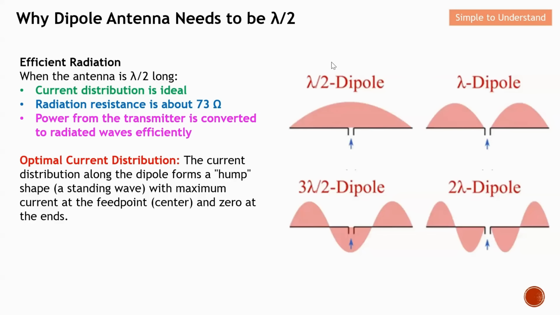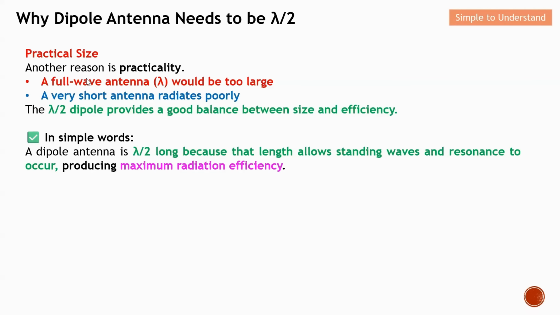Coming to my last slide for today's presentation: because of practical size, we prefer the dipole antenna to be around half of a wavelength, because a full-wave antenna is probably too large for some applications. On the other hand, a very short antenna radiates very poorly and is not efficient at transmitting EM waves into the air. Hence, a lambda over 2 dipole antenna provides a good balance between size and efficiency. In simple words, a dipole antenna is half a wavelength long because that length allows standing waves and resonance to occur, which produces maximum radiation efficiency.